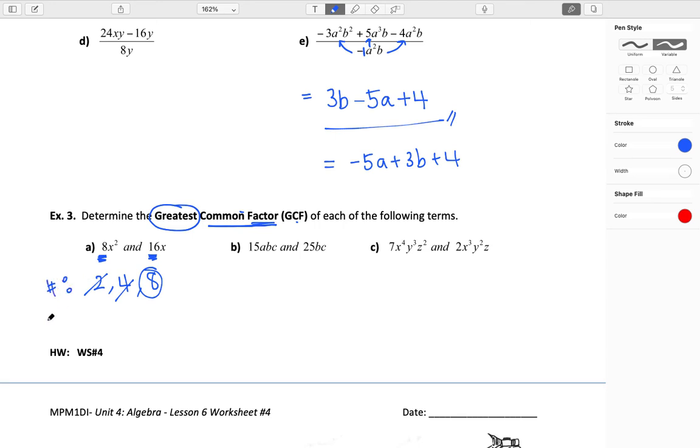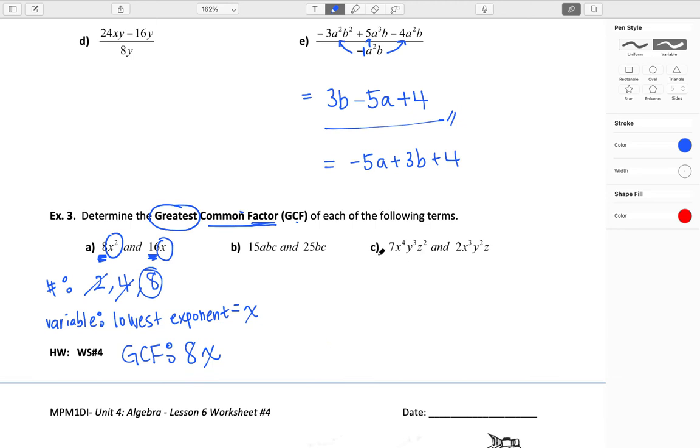Now for the variable, you always choose the lowest exponent. So in this case, we have x squared and x. Therefore, the variable is going to be x for the greatest common factor. So what's my greatest common factor for these two terms? It's going to be 8x.